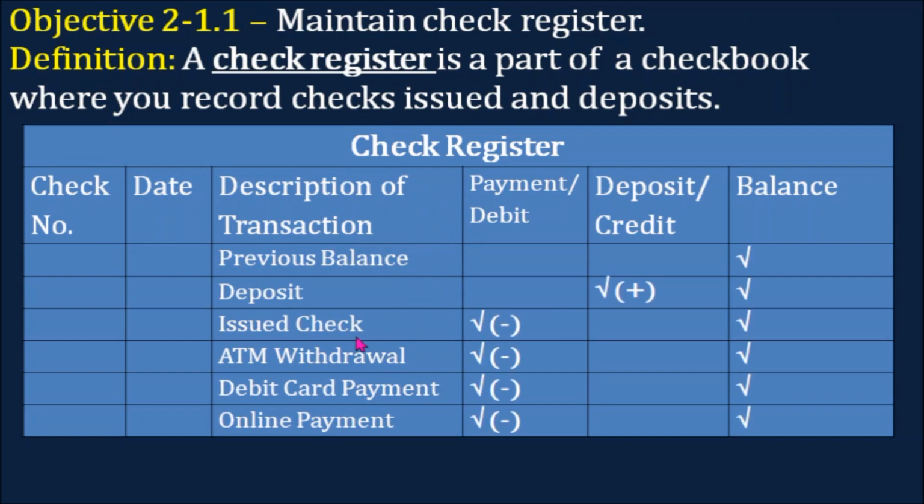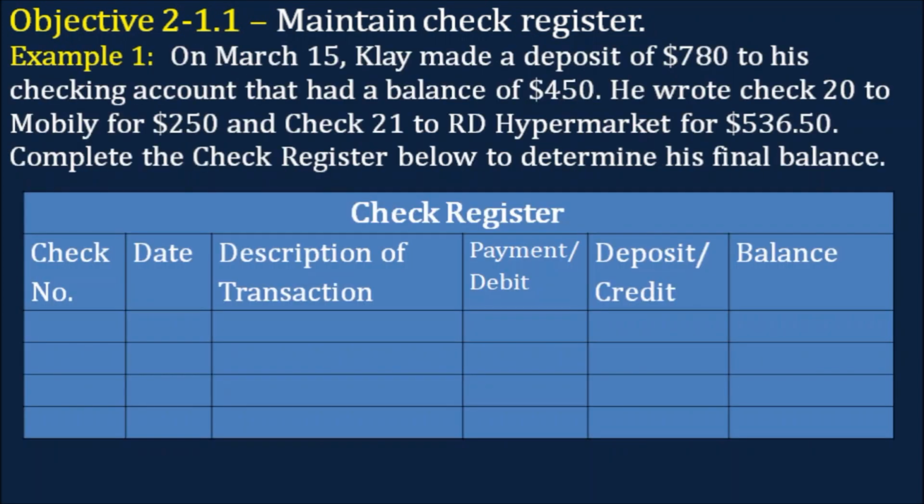So, issued check, ATM withdrawal, debit card payment, and online payment are recorded on the payment or debit column. We are going to subtract them from the previous balance, while deposit is recorded on the deposit or credit column, and we add the amount to the previous balance. In order for us to understand how to use the check register, we are going to have an example.